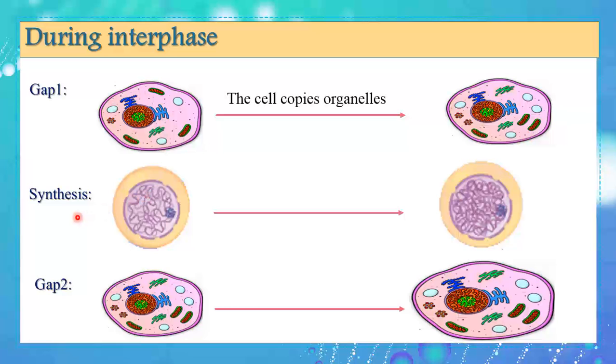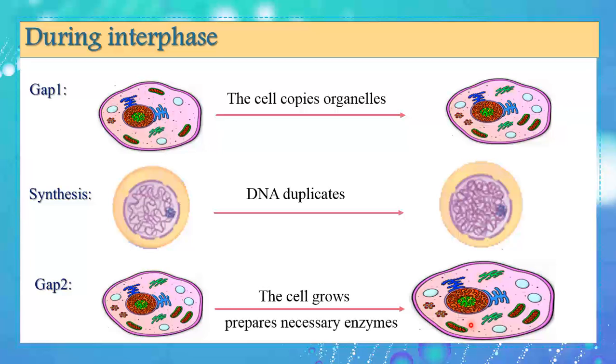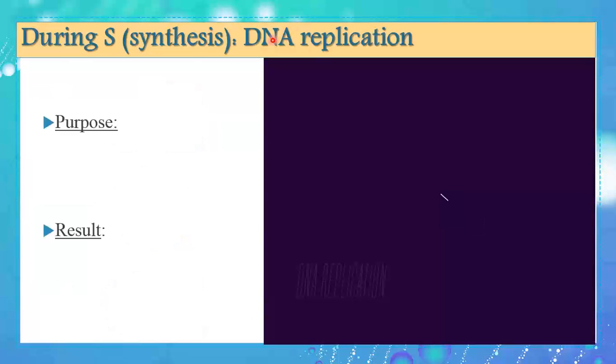And what's happening during synthesis is that the amount of DNA found in the nucleus here is being doubled. So here, the DNA duplicates. And finally, in gap 2, nothing important is happening inside the cell. However, this cell enlarges so that the cell will grow and certain enzymes are prepared to help in division. For now, what's happening during gap 1 and gap 2 is clear. During gap 1, the cell copies organelles, and during gap 2, the cell enlarges. However, during synthesis, how is the DNA inside the nucleus being doubled? What's exactly happening here is in our next title, DNA replication.